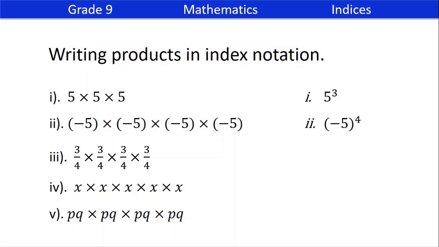And in the third one, there is a fraction. The fraction is 3 over 4. And there are 4 3 over 4s. So if we write it in the index notation, we can write it as 3 over 4 to the power 4. And in the fourth one, we can see there are 5 x's. So in index notation, it can be written as x to the power 5 because there are 5 x's. And in the last one, there are 4 pq's. So we can write it as pq to the power 4.